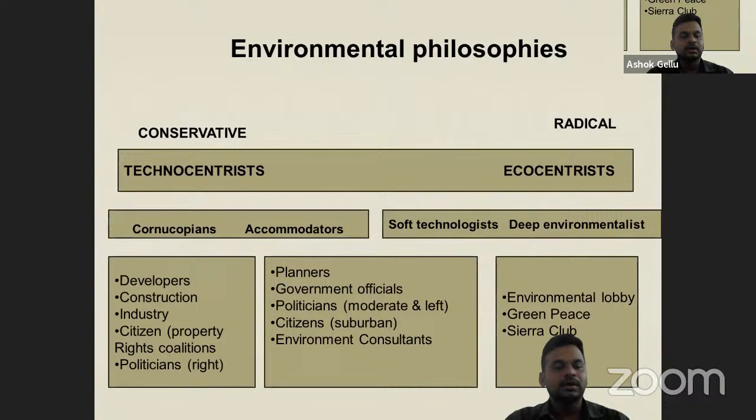In the cornucopians, the developers are categorized as developers, construction, industry, citizens, property rights, politicians. The accommodators are the planners, government officials, politicians, citizens, environmental consultants. These act as accommodators. And the environmental lobby, Greenpeace, and Sierra Club. These are the deep environmental societies and organizations.